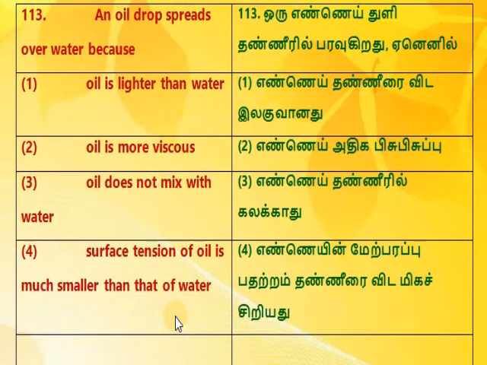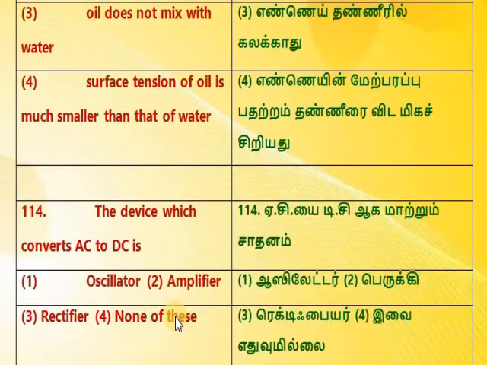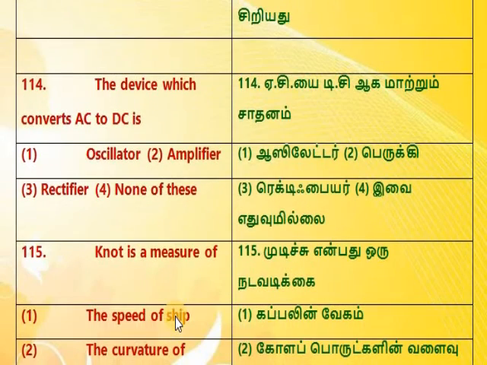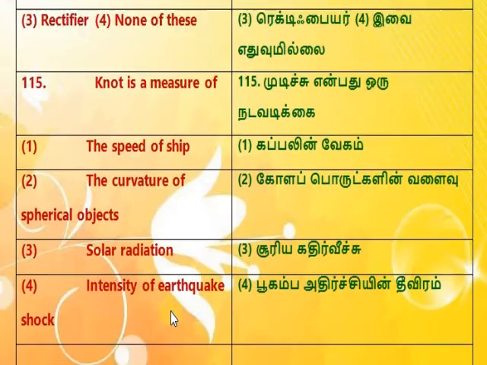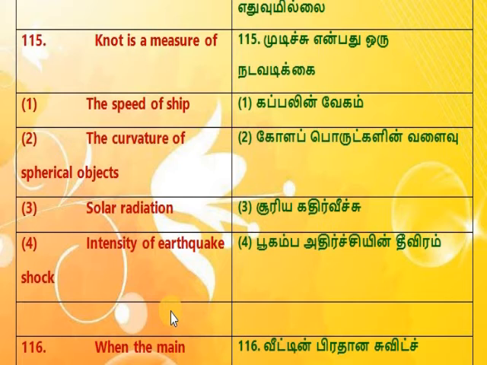Oil does not mix with water. 4. Surface tension of oil is much smaller than that of water. 114. The device which converts AC to DC is: 1. Oscillator, 2. Amplifier, 3. Rectifier, 4. None of these. 115. Knot is a measure of: 1.